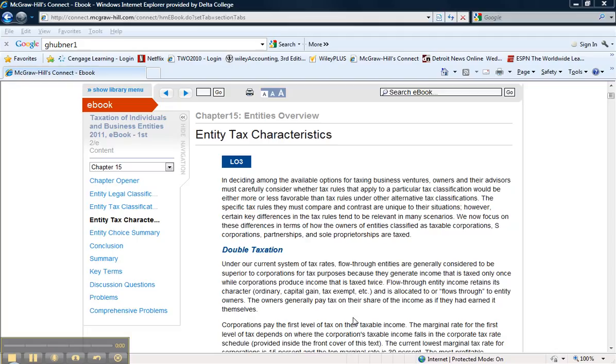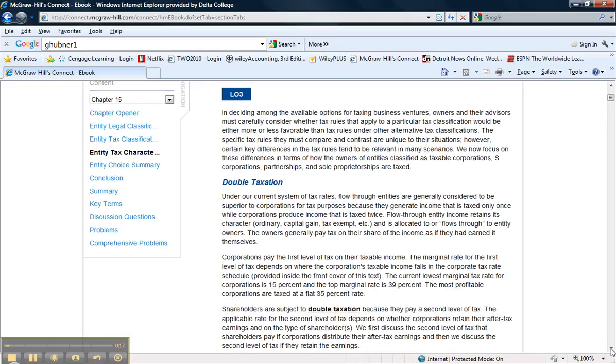Objective 3 deals with tons of different specific types of tax issues, and it goes through each one of them and gives you the ramification of that topic across the different types of entities. So the first idea is that of double taxation. You probably heard that before.